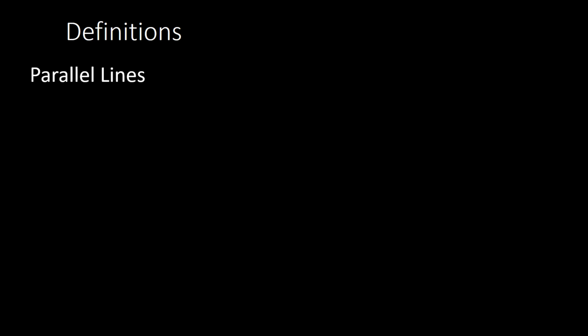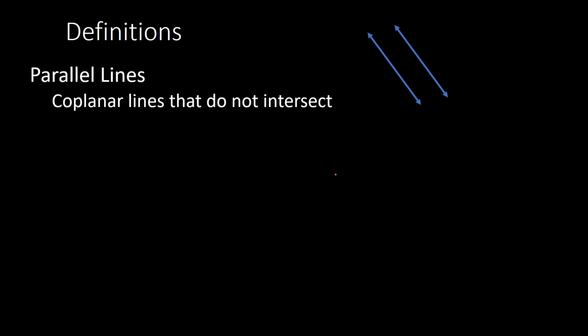First term is parallel lines. Parallel lines are coplanar lines that do not intersect. Remember, coplanar means lines that are in the same plane, and they do not intersect, meaning they do not cross over each other. So for example, here we have two parallel lines because they are on the same plane and they do not intersect each other. So these would be parallel. The symbol for parallel are two vertical parallel lines like this.